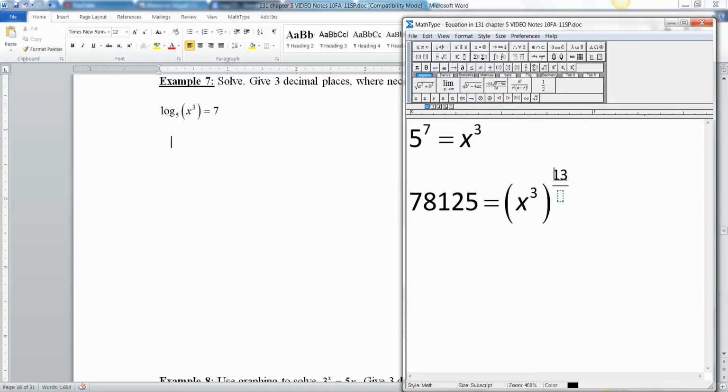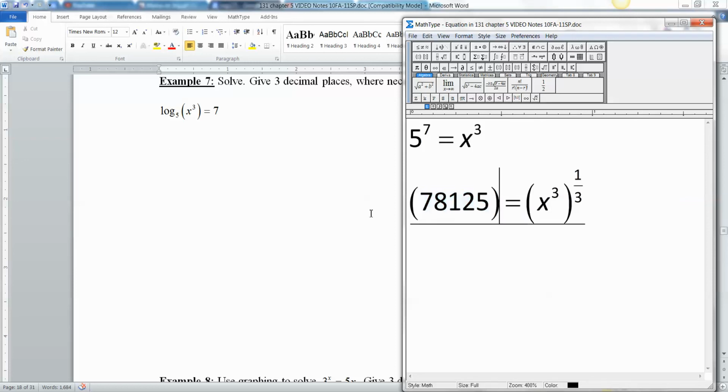And then if I do it to that side, I got to do it to this side. There we go. So now x is equal to whatever that number is. So 78125 to the 1/3, use a calculator. Don't forget to use parentheses around the 1/3, right? And you should get 42.749.